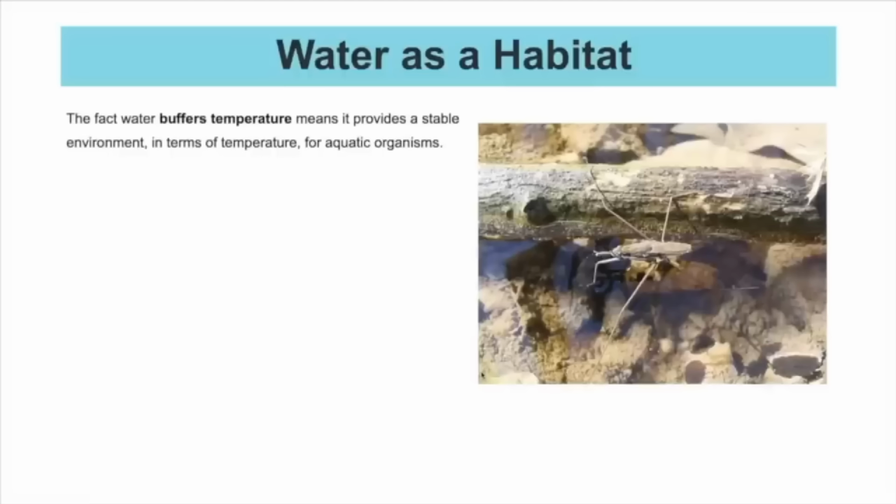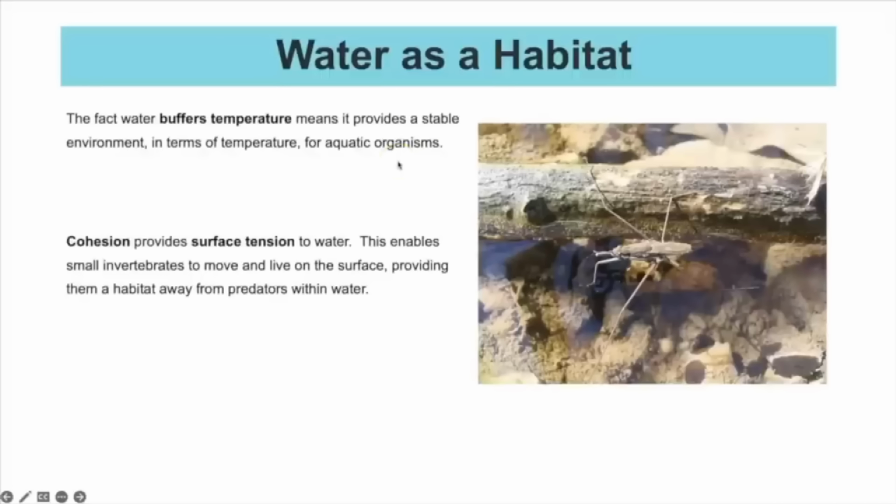Water also provides a habitat, and we said previously that it acts as a buffer for temperature changes, and that is useful for any aquatic organism as well, because living in a body of water, if the temperature is buffered, then it should mean that your enzymes aren't going to denature if there are any significant fluctuations in temperature.